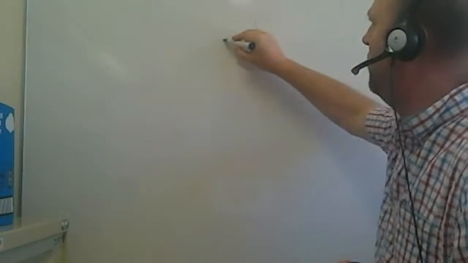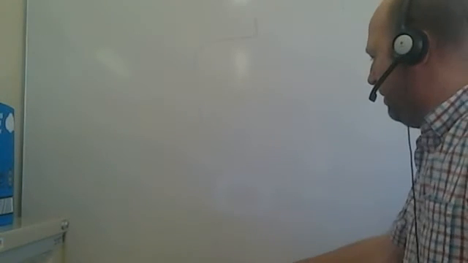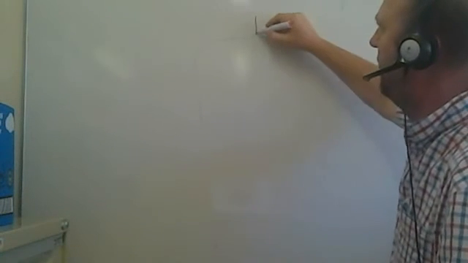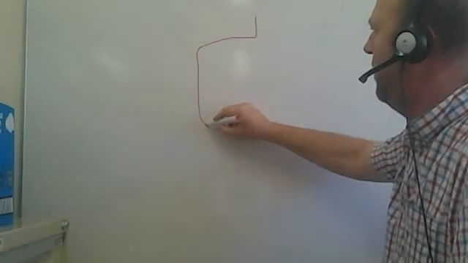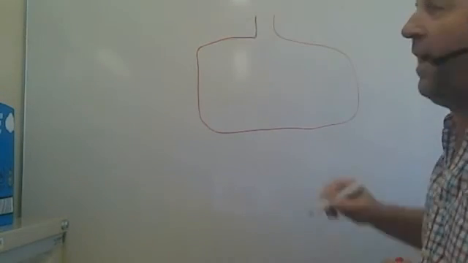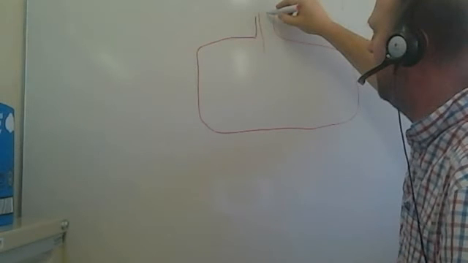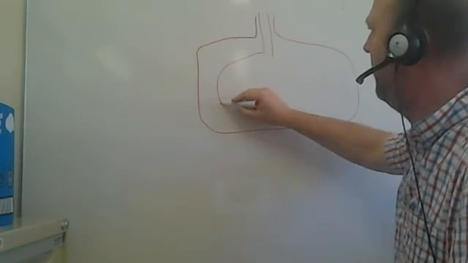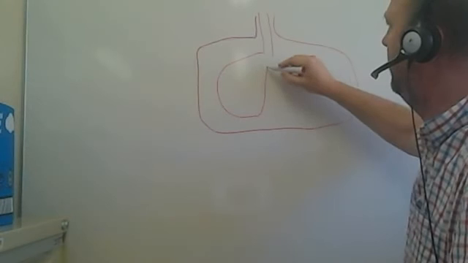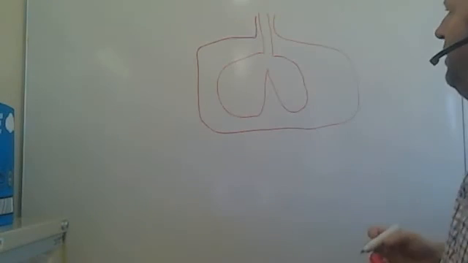So let's first draw a lung. Oh, it's not clear at all, is it? Let's now draw a lung, like so. Okay, and so imagine this is our thoracic cavity. We have our trachea coming down, and we have a lung here, and a lung here on the other side.